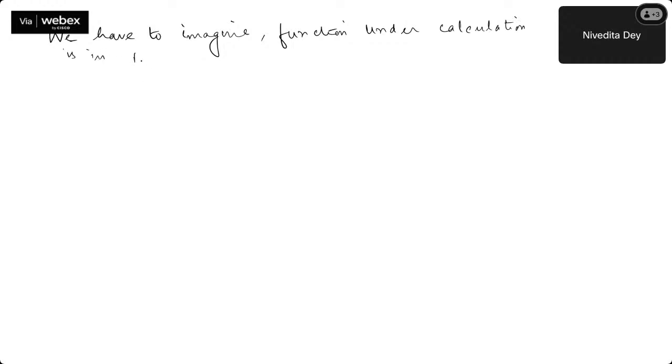So what we have to do is imagine that the function under calculation is in a black box. In classical methods, we know why it's 2 queries. In quantum, the black box or the quantum circuit will look something like this. Say Uf, I have told you, this is a unitary operator. This is an oracle.